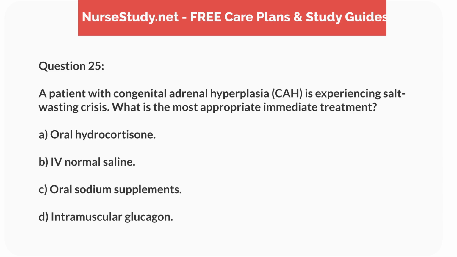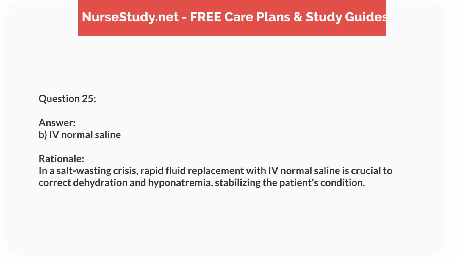Question 25. A patient with congenital adrenal hyperplasia, CAH, is experiencing salt wasting crisis. What is the most appropriate immediate treatment? A. Oral hydrocortisone. B. IV normal saline. C. Oral sodium supplements. D. Intramuscular glucagon. Answer B. IV normal saline. Rationale. In a salt-wasting crisis, rapid fluid replacement with IV normal saline is crucial to correct dehydration and hyponatremia, stabilizing the patient's condition.